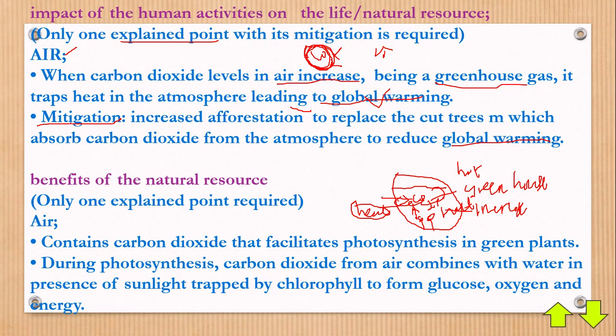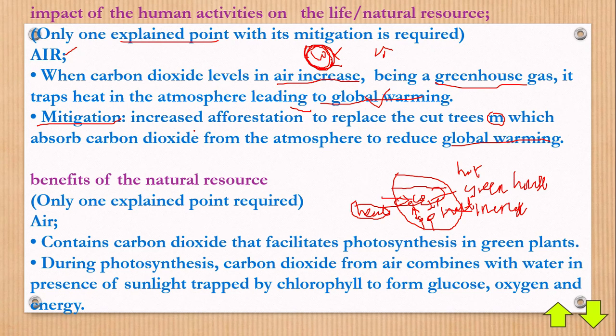But when you're writing, please don't write like this, that mitigation, then a semicolon, then you proceed. No, you just bring it as a paragraph. You can just say, this can be mitigated by increasing or practicing afforestation. So, mitigation is to increase afforestation to replace the cut trees, which absorb carbon dioxide from the atmosphere to reduce global warming.